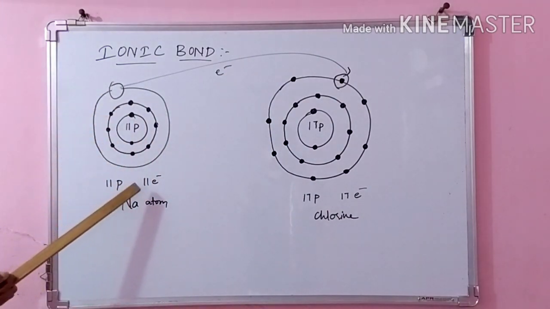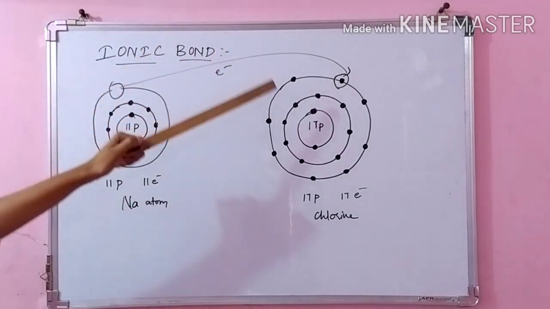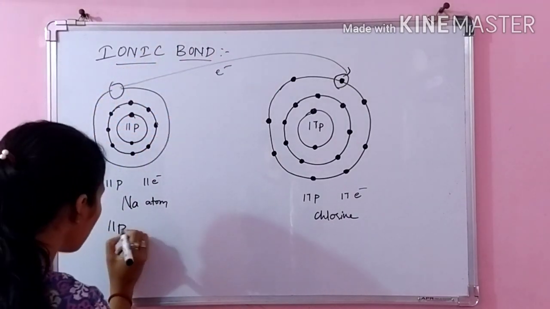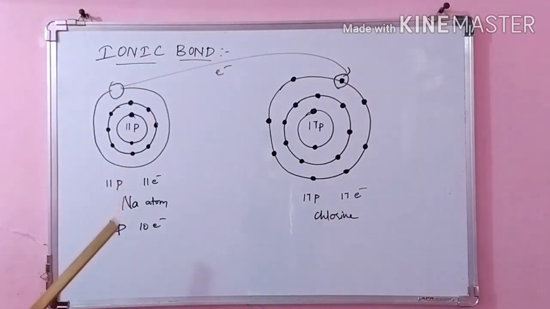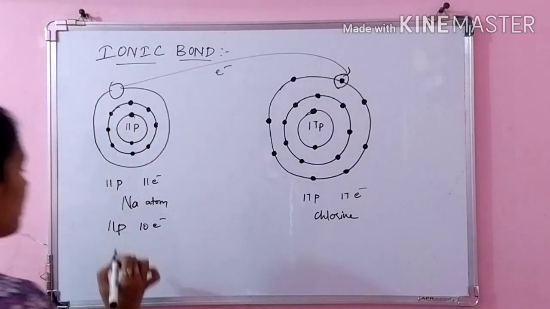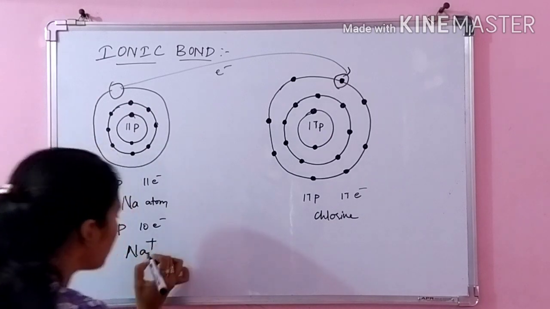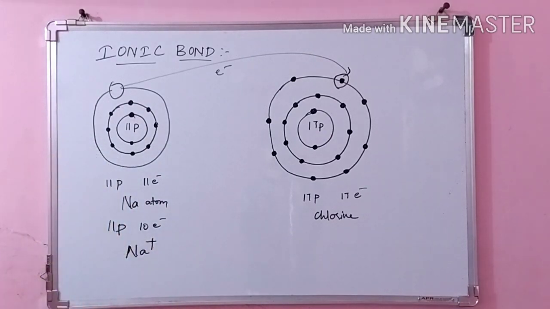Since 11 protons were there, 11 electrons were there, it is losing 1 electron. So 11 protons will be there, and your electrons will be only 10, because it is losing 1 electron. Now you compare the charge. Here, positive charge is more when compared to negative charge. Hence, the sodium gains a slight positive charge. So it will get a positive charge.